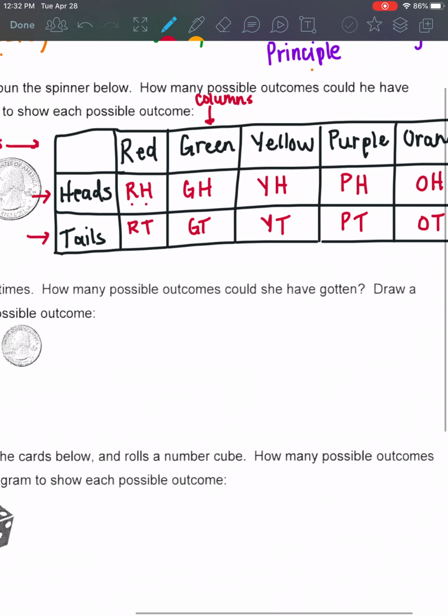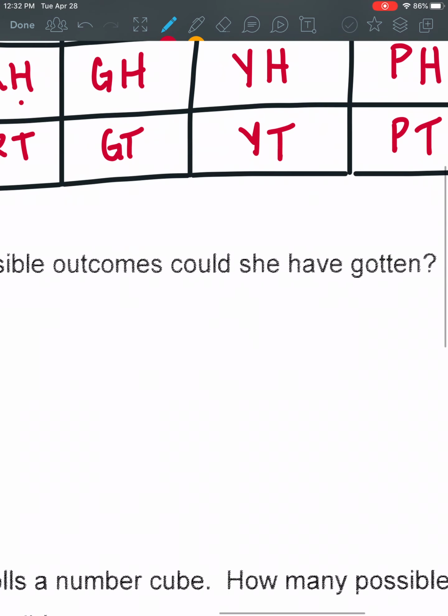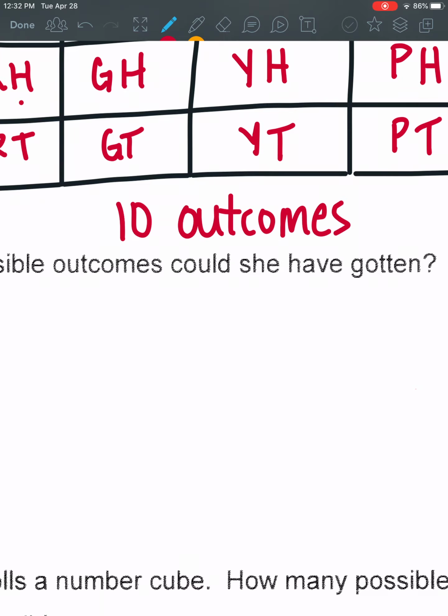So how many total outcomes are there? 1, 2, 3, 4, 5, 6, 7, 8, 9, 10 total outcomes. And this is something exactly like you'll have to do on your homework.